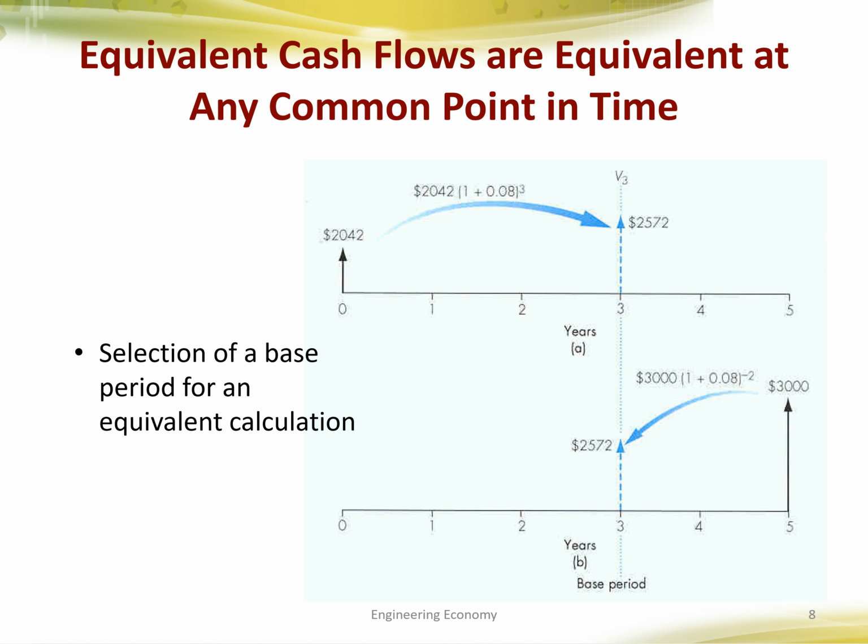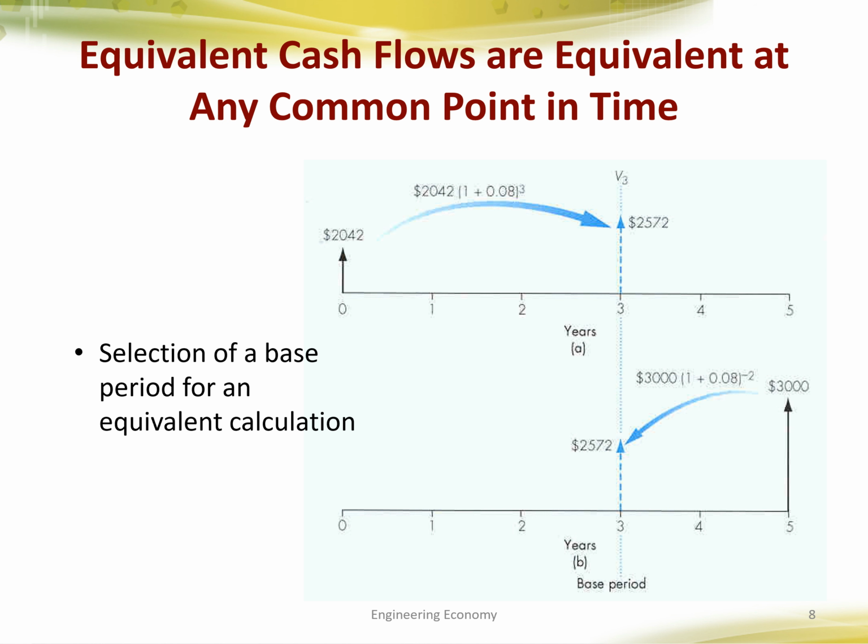So if we take the upper one, we convert 2042 from present time to the end of the third year. The value comes to 2572. Then we look at 3000. We know that 3000 is what was converted from 2042 in the computation in the previous slide. So they are of economic equivalence. Okay, so 3000 at the end of period 5 is of the same value as 2042 at the present time.